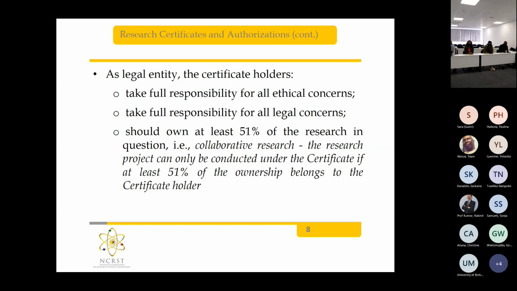But it's a different case when an institution, or researchers, from outside of the country are the ones applying, right? Or maybe they have some sort of collaboration with an institution that's based here in Namibia, right? In which case, the NCRST would require to see the conditions of the MOUs between such institutions regarding that research. So who owns the bigger chunk of that research?